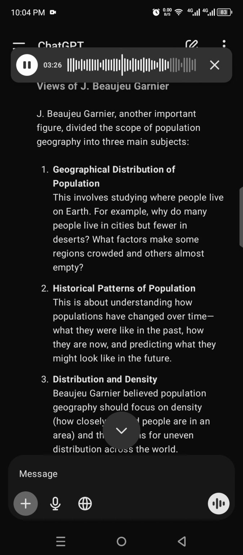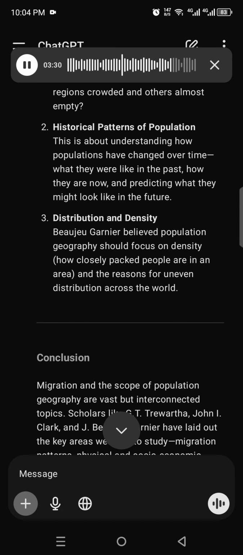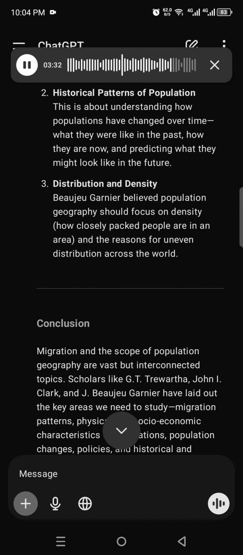2. Historical patterns of population. This is about understanding how populations have changed over time, what they were like in the past, how they are now, and predicting what they might look like in the future. 3. Distribution and density. Bojo Garnier believed population geography should focus on density, how closely packed people are in an area, and the reasons for uneven distribution across the world.